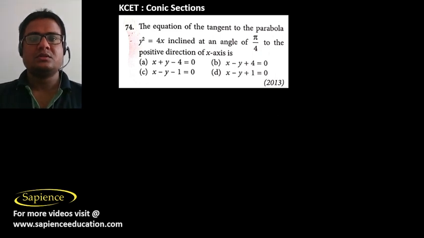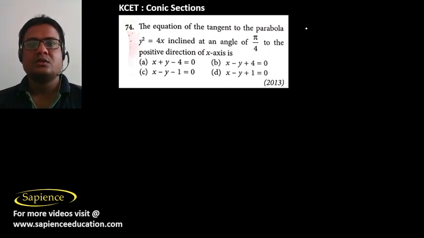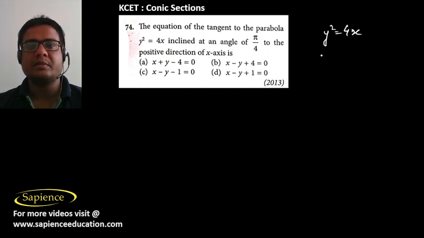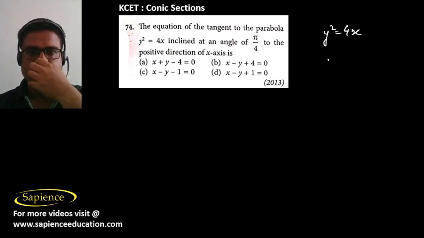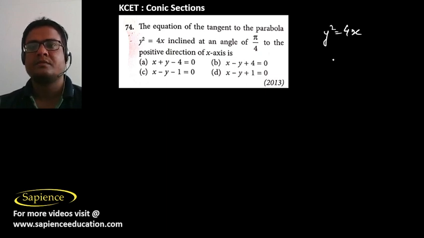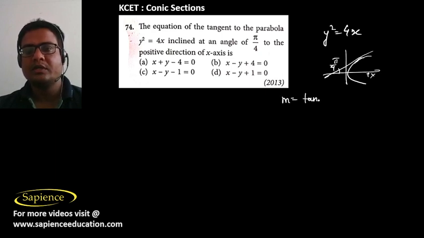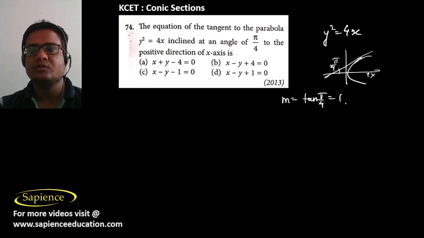Then here it is told the equation of the tangent to the parabola y square equal to 4x inclined at an angle pi by 4 to the positive direction of x-axis. The tangent should be like this and it should be at an angle of pi by 4 to the positive direction of x-axis. So its slope will be m equal to tan pi by 4, which is equal to 1. So m is equal to 1.